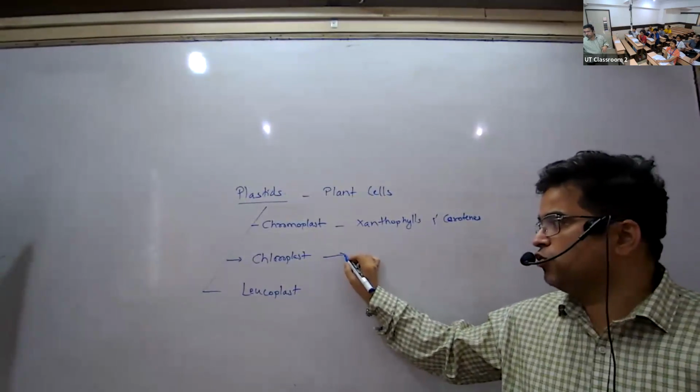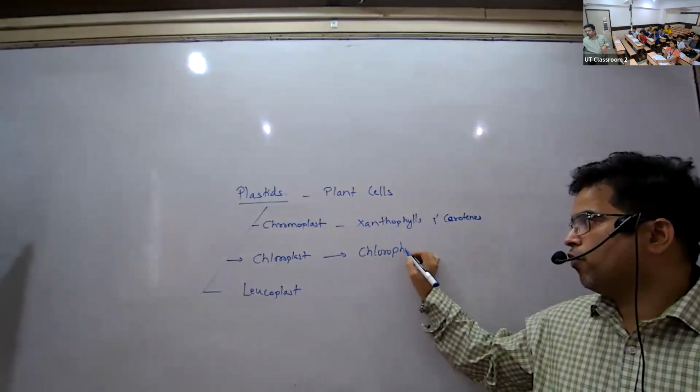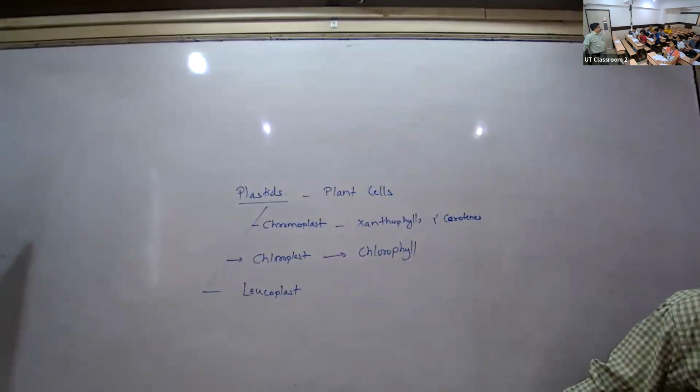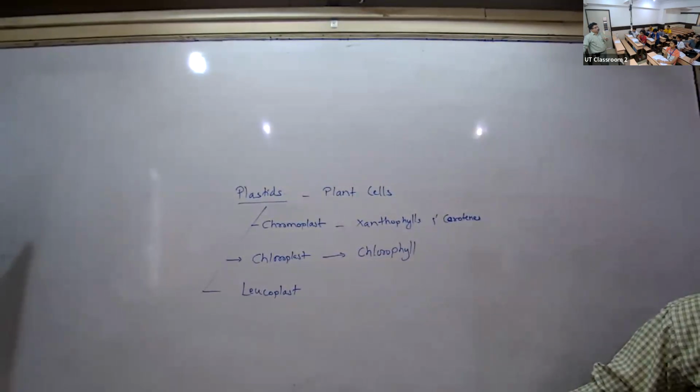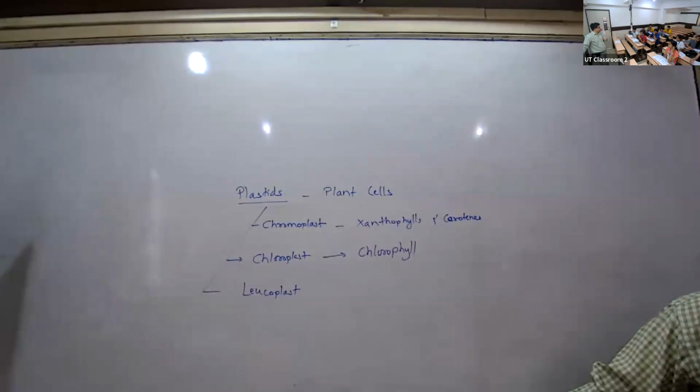Chloroplast is basically storing a pigment known as chlorophyll. What is the function of chlorophyll? Photosynthesis. What is the color? It is a green color pigment which gives green color to the leaves of a plant. So green का जितना shade है, all that is because of the chlorophyll that is present in the chloroplast.